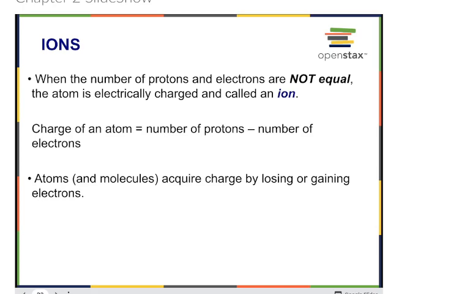Atoms and molecules acquire charge by either losing or gaining electrons. When you lose something negative, you become more positive, so don't let this confuse you. When you lose 2 electrons, you have a positive charge of 2. When you gain 2 electrons, you have an electric charge of -2. So you always have to think of this in terms of how many electrons did you lose, and remember that each electron has a negative charge of 1.